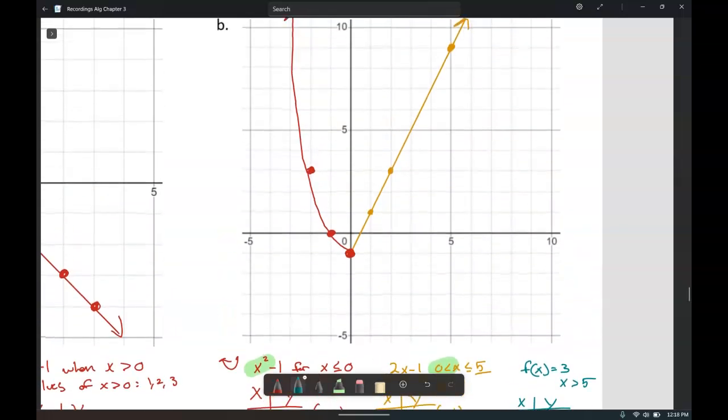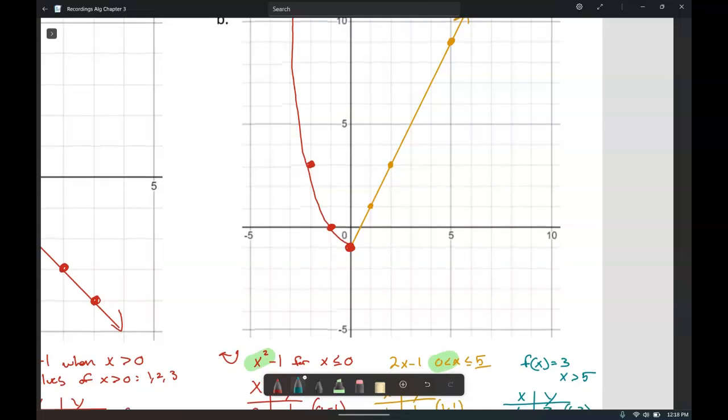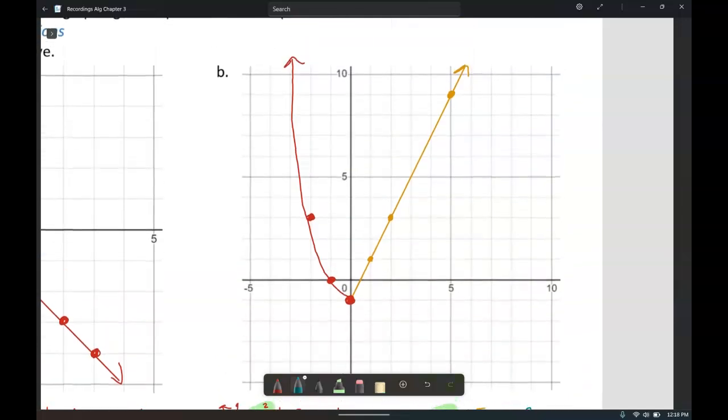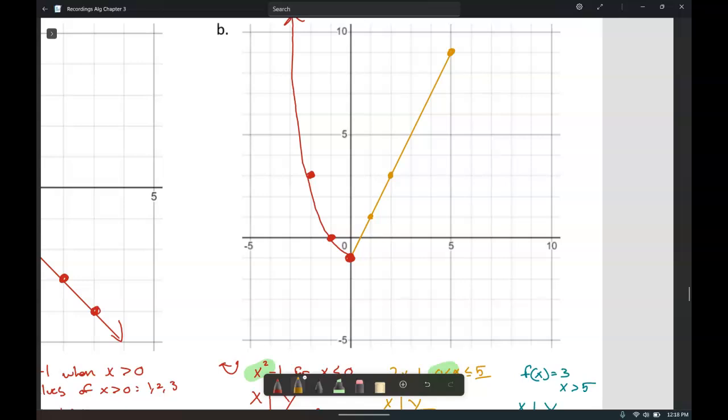So starting at 5, I don't know why I drew this with an arrow. This doesn't need an arrow because this stops at 5. So starting at 5, the y values now have to be 3. So we're going to have a point here, and here, and here. Those are some of the values that we found. And again, it's for values greater than 5. So we want the open circle as we pick up here and continue off to the right forever for our third section.